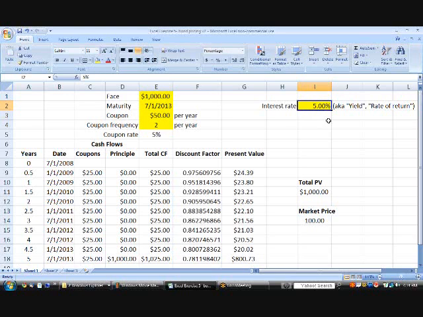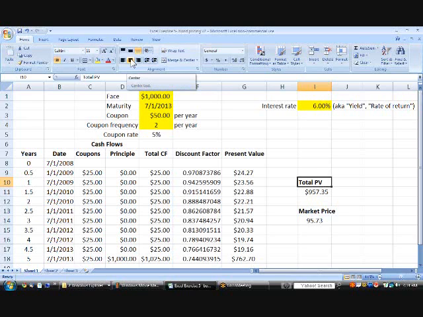So let's see what happens. Interest rates go up to 6%. Voila. Present value of each of these has gone lower. The sum of the present values is down to $957, and the market price of the bond is now 95.73% of par.